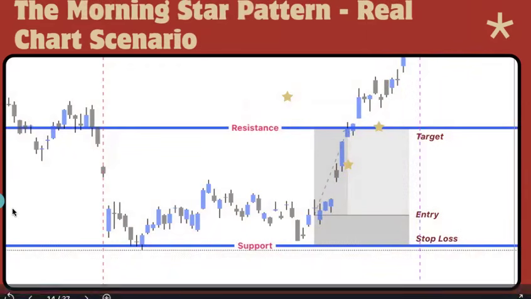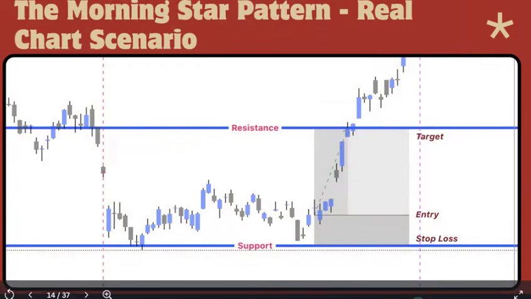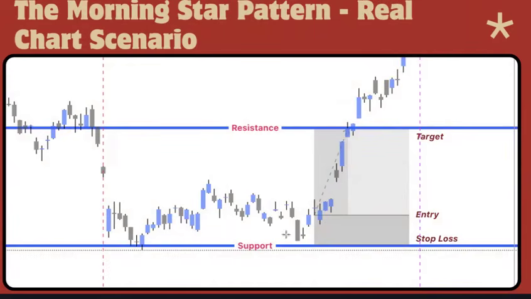Let's see it on the real chart. So this is your morning star pattern. The first candle is bearish, then an indecision candle, and the next candle has closed above the first candle. The 4th candle is a confirmation that has closed above the 3rd candle. So your entry will be at the pullback of the 4th candle, and stop loss is at the support zone. Target is your resistance area.